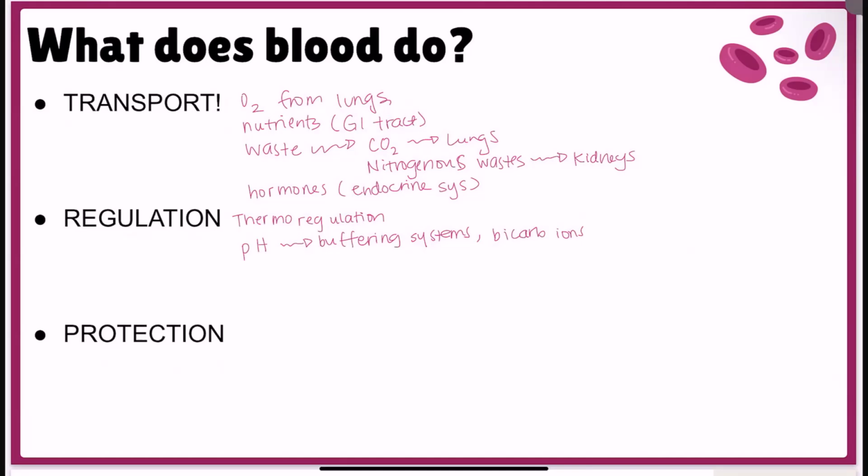So we regulate the temperature, thermoregulation. We regulate the pH, but we can also regulate the fluid volume, which means we want to make sure that there's enough fluid in the blood to sustain blood flow, but not too much. Okay. And what helps maintain this blood volume is plasma proteins.